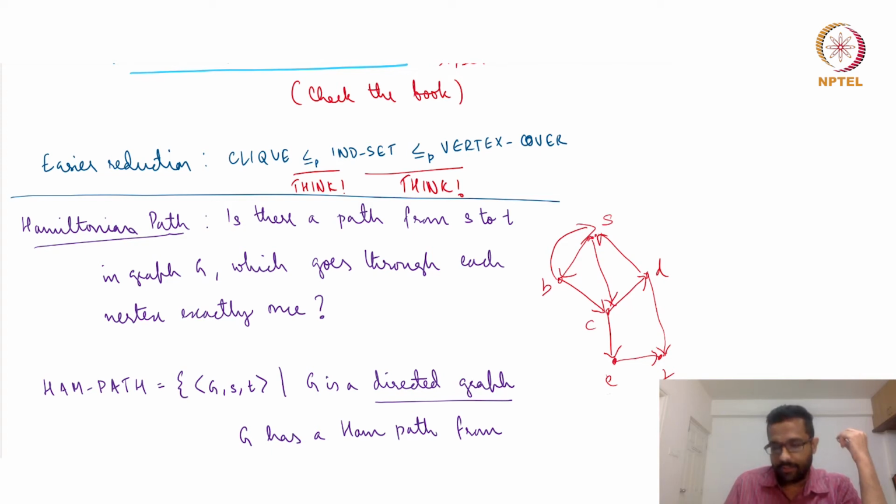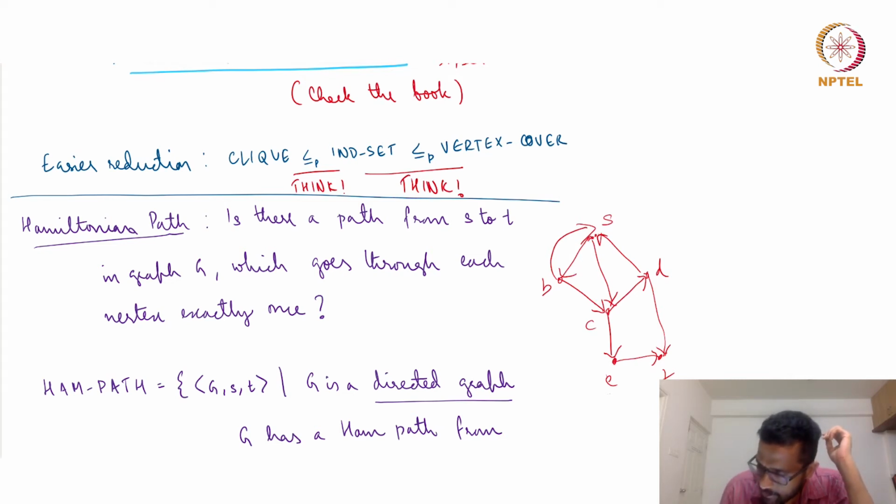The question is this. I designate two vertices S and T. Is there a path that starts from S, ends in T, and goes through all the other vertices exactly once? So let's see in this case. You can go from S to B, then B to C, then C to D, D to T, but then you are stuck because there is no other way from T.